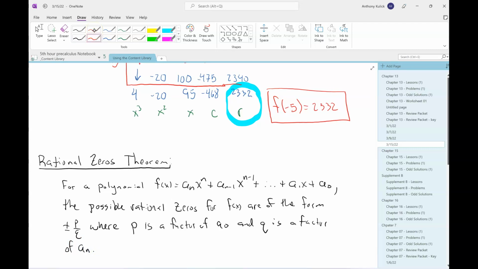Okay, so the theorem here says for a polynomial f of x, the possible rational zeros for f of x are of the form plus or minus p over q, where p is a factor of a naught, that would be the constant term, and q is a factor of a n, which is the leading coefficient.